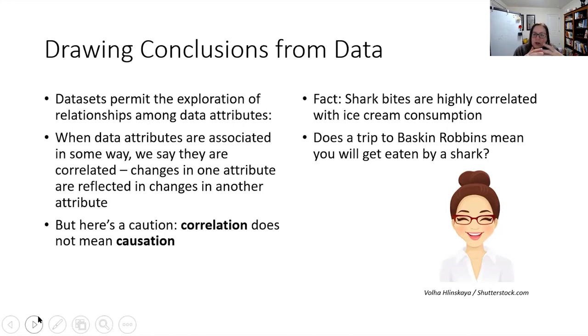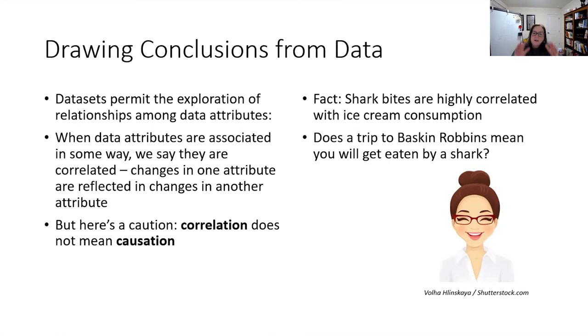Often you will find, as you drill into a data set, that at least one attribute is associated with at least one other. Now, one attribute can be associated with lots of different attributes, but the math of that gets a little annoying. So we're just going to stick with one attribute goes with another. Here's an example, and this is factual. Shark bites, the number of bites, are highly correlated with eating ice cream. If you look at ice cream sales and you look at reported shark bites, they go together in a very strong way. Does that mean that if you go to Baskin Robbins, you're going to get eaten by a shark?